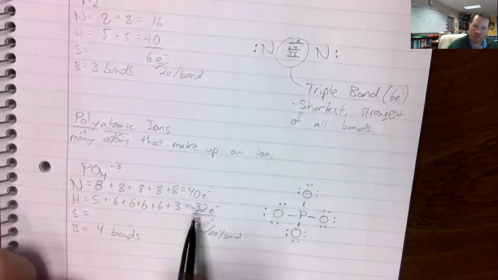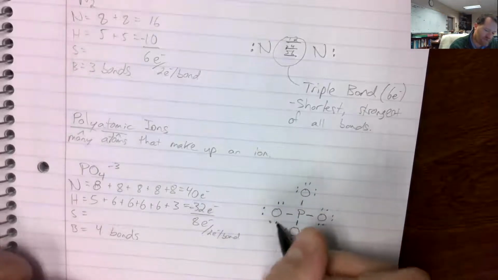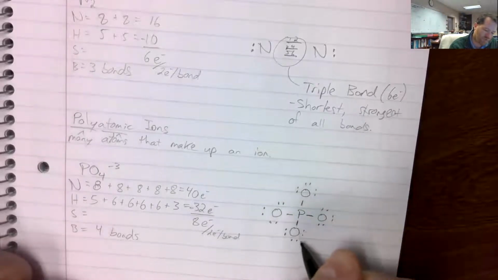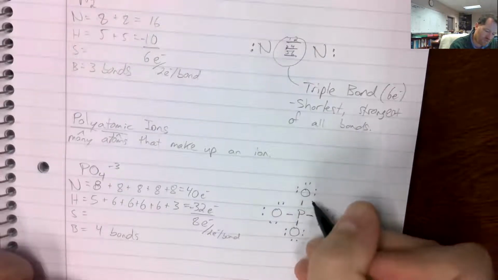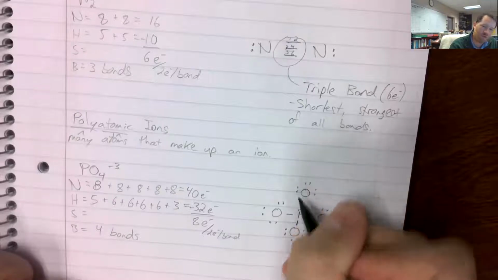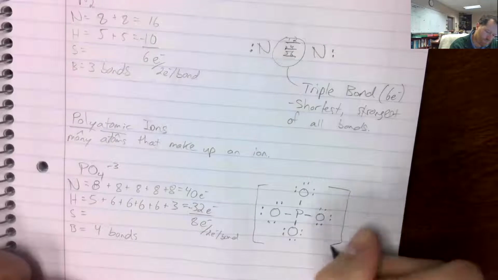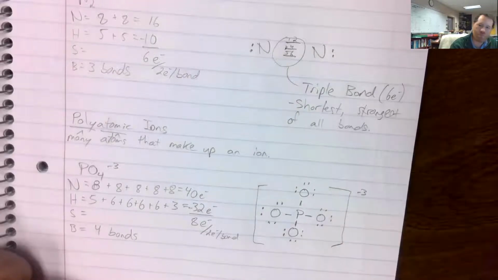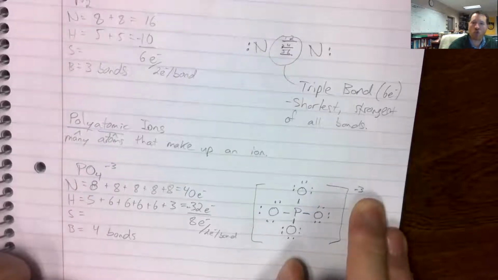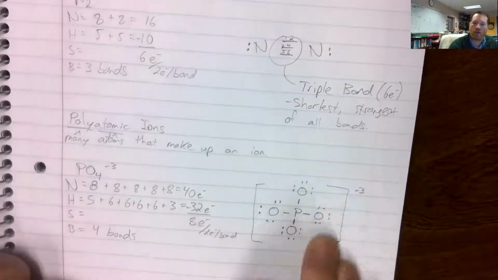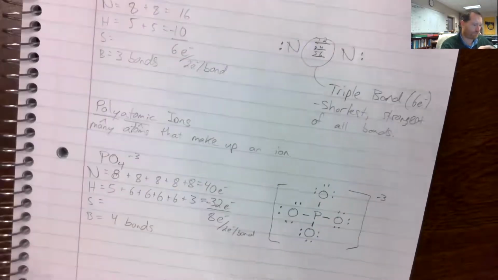Wonderful. Again, you can always double check. We should have a total of 32 electrons. 1, 2, 3, 4, 5, 6, 7, 8, 9, 10, 11, 12, 13, 14, 15, 16, 17, 18, 19, 20, 21, 22, 23, 24, 25, 26, 27, 28, 29, 30, 31, 32. Sweet. Last thing we need to do, this is an ion. We need to show that charge. So we draw brackets around it, and we add the -3 to show the charge.